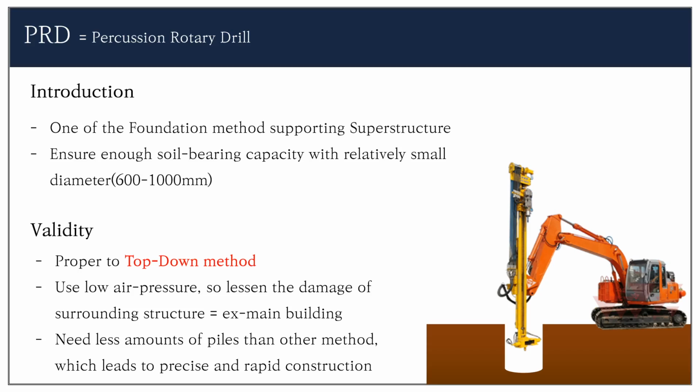And the validity. The reason why the construction firms selected this method is its propriety to the top-down method. And it uses low air pressure so it can lessen the damage of surrounding structures and ex-main building. Furthermore, it needs less amount of pulse and it can attain preciseness easily, so it leads to rapid construction.